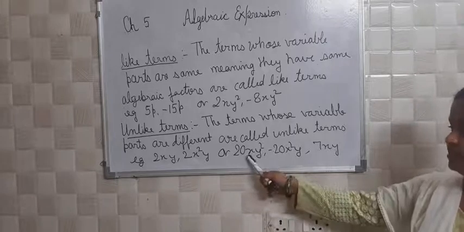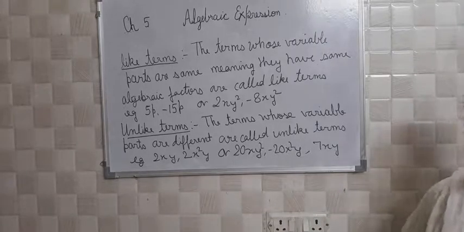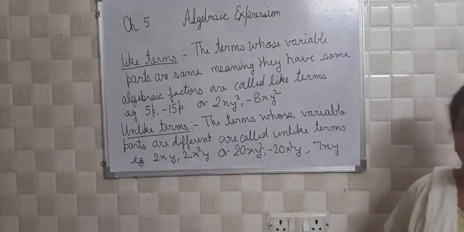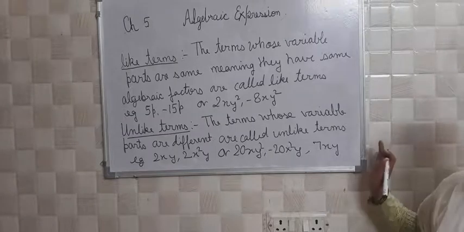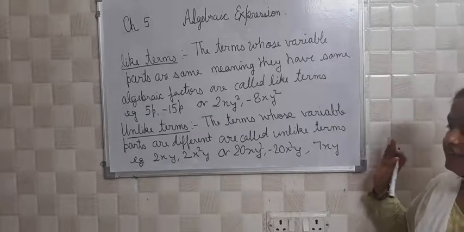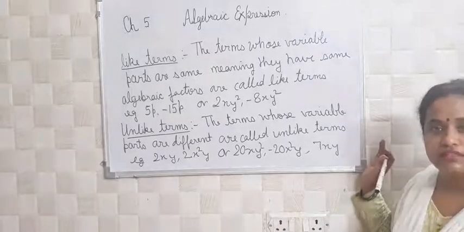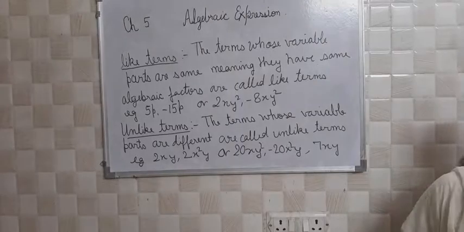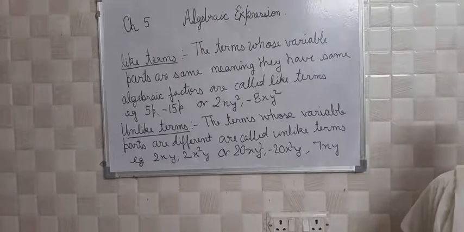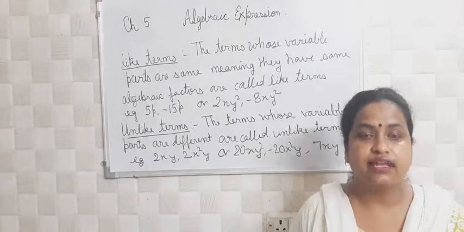We can see in this part all the three terms are different. You see variable part of all the three are different. So what does it mean? That it is not the same. It is different. So it is unlike terms. Is it clear to you all? After this we will know what are the types of algebraic expression.